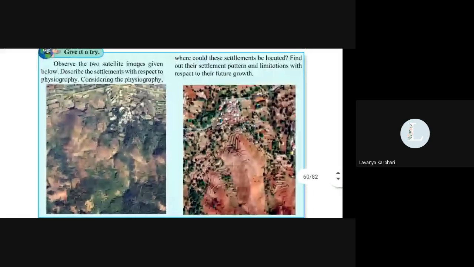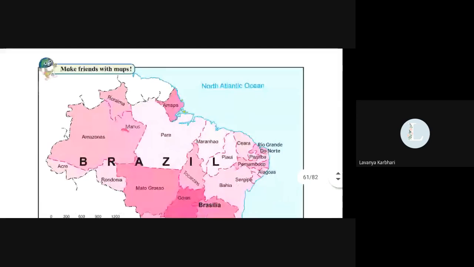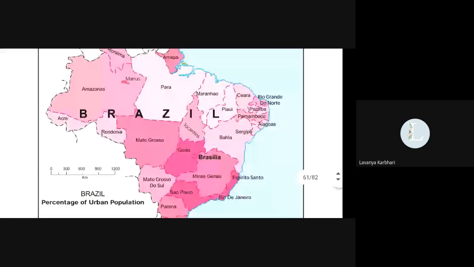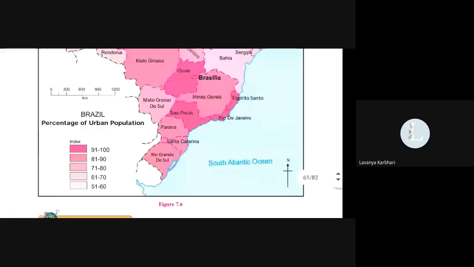So make friends with maps. Okay, North Atlantic Ocean. This is Brazil. You can easily see Brazil here, and also the percentage of urban population is given here. So the dark color is showing the highest urbanization.